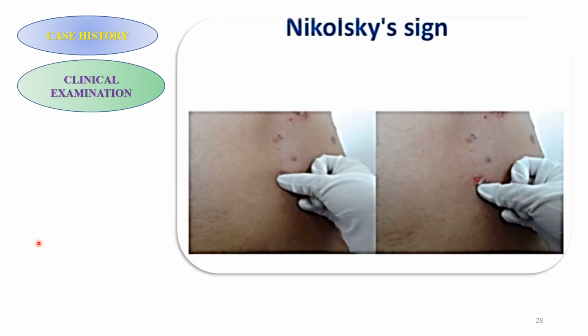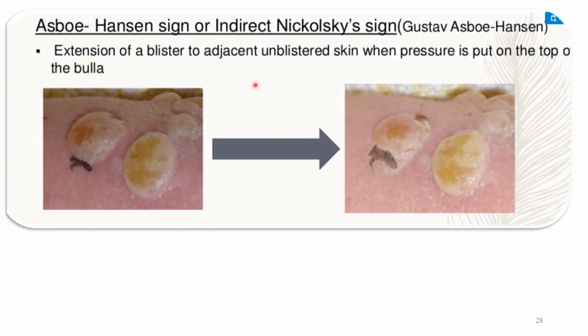For pemphigus type of lesions, look for Nikolsky sign. When you apply lateral pressure on the normal appearing area next to the vesicle, this results in formation of either new bulla or erosions, and this occurs due to the perivesicular edema, which weakens the normal appearing cells adjacent to the lesion. Second, we look for the Asboe-Hansen sign or indirect Nikolsky sign or bulla extension sign.